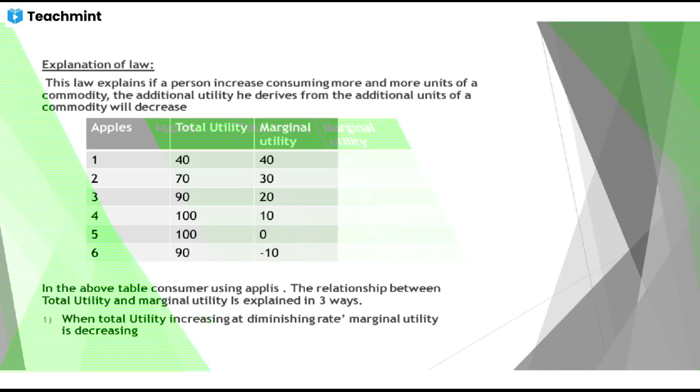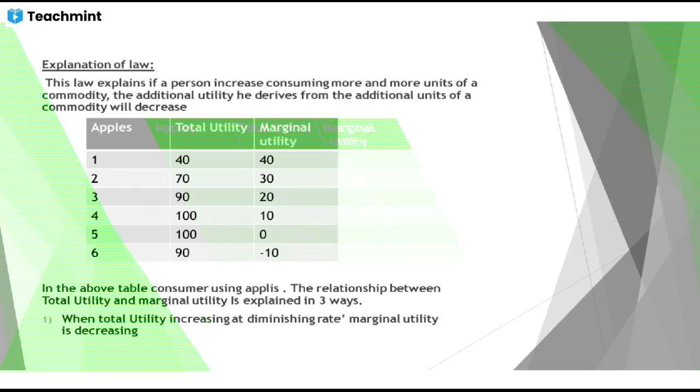Okay, so this is the table. When we use increasing apples, total utility will increase at a decreasing rate and marginal utility will decrease. So this table we have to explain. How to explain? In the above table, of a consumer using apples, the relationship between total utility and marginal utility can be seen in three ways.